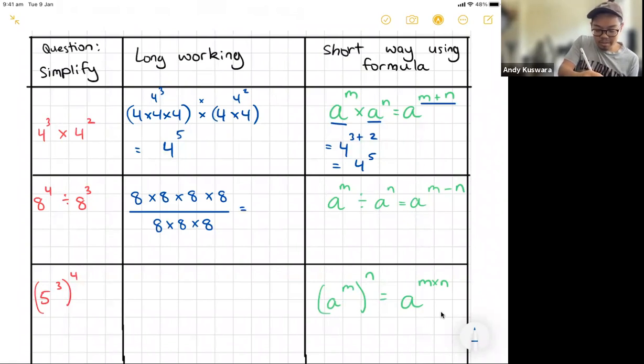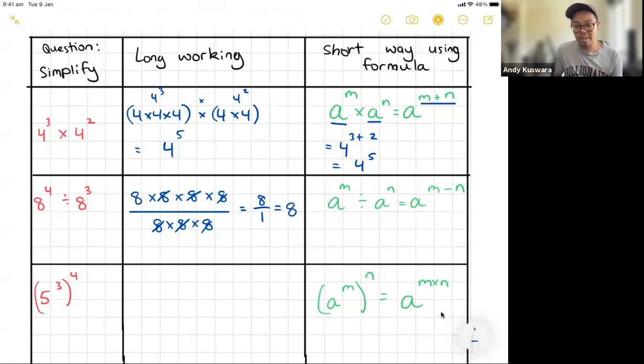All I'm really doing is cancelling out however many. So for every 1 8 I cancel on the top, I can cancel out 1 8 on the bottom. And when I've got this, it just leaves me with 8 on top, 1 on the bottom. And so that's just going to give me 8 over 1, which is the same thing as a whole number of 8. Okay, now that wasn't too bad, but let me see what happens if we use the shortcut.